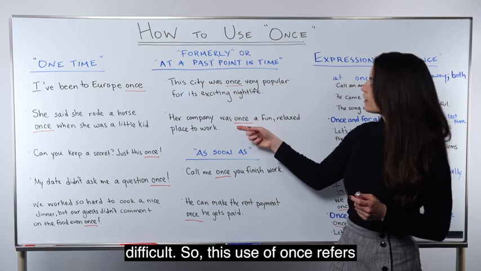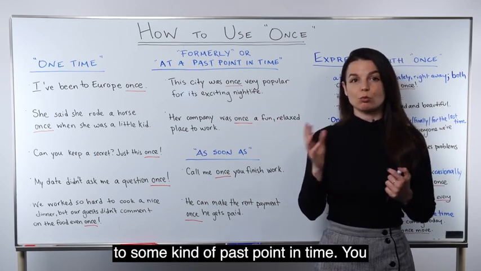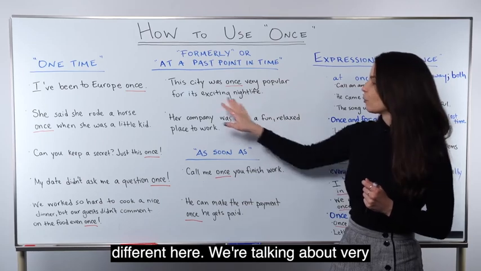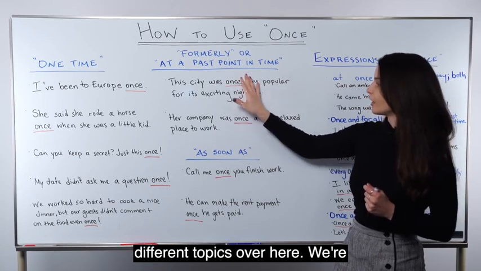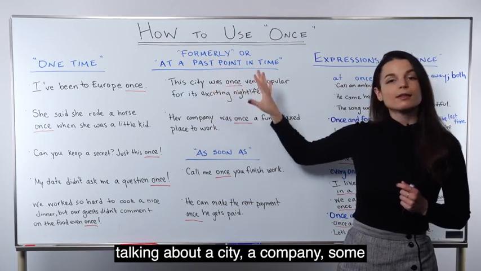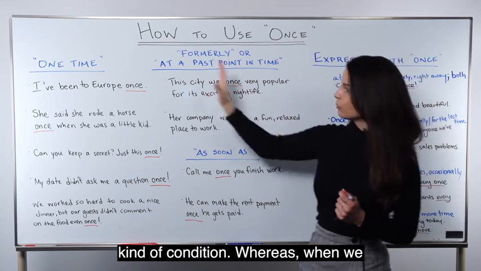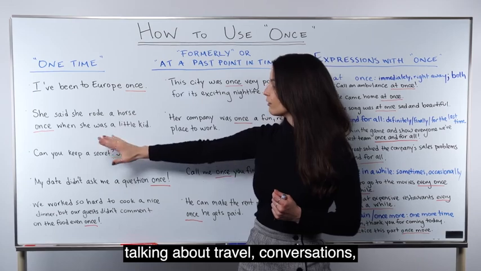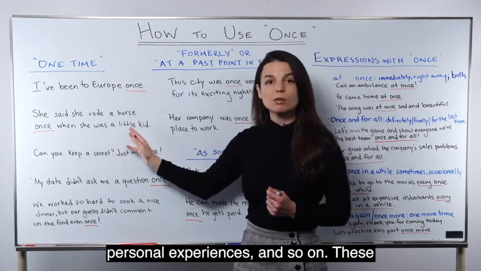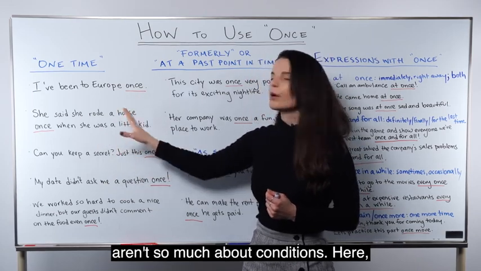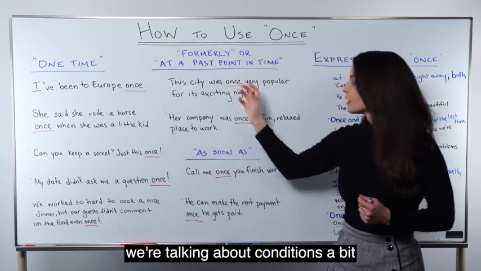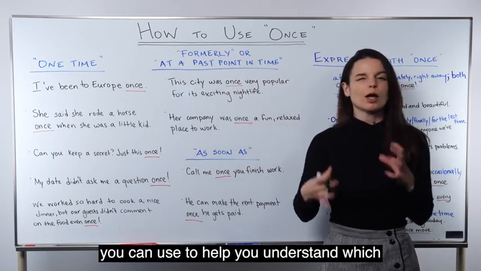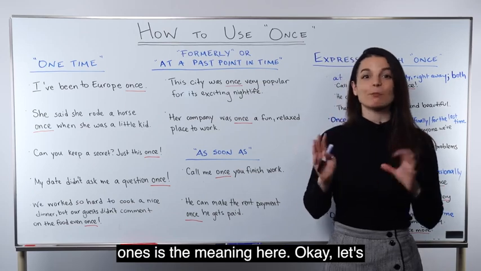So this use of once refers to some kind of past point in time. You can kind of see the context is very different here. We're talking about very different topics over here. We're talking about a city, a company, some kind of condition. Whereas when we talked about one-time experiences, we're talking about travel, conversations, personal experiences, and so on. These aren't so much about conditions. Here, we're talking about conditions a bit more. So that's another context hint you can use to help you understand which once is the meaning here.